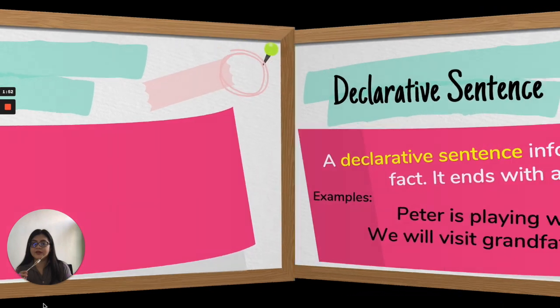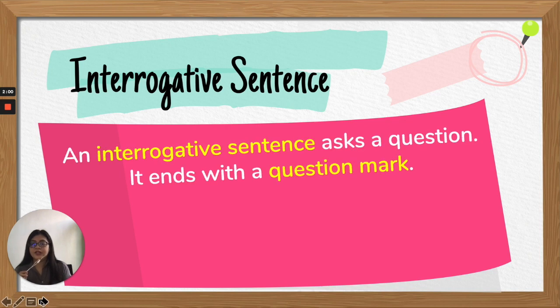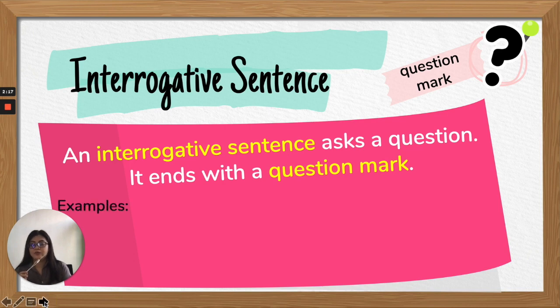Now let's go to the second sentence. So for the second sentence, we have interrogative sentence. So an interrogative sentence asks a question. It ends with a question mark. So it asks a question, so it ends with a question mark. So all interrogative sentences end in a question mark. Please remember that. So you can already determine what kind of sentence you are looking at by just looking at the punctuation mark. But I suggest please read the entire sentence as well.